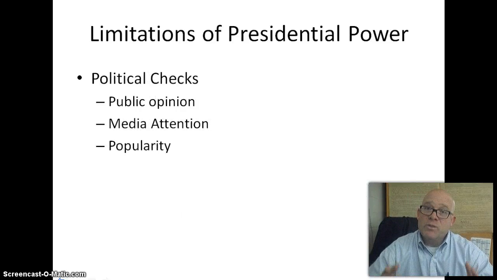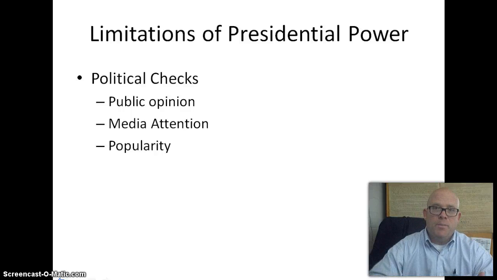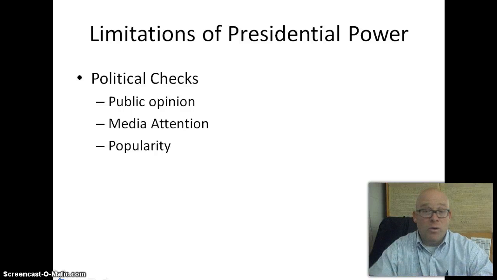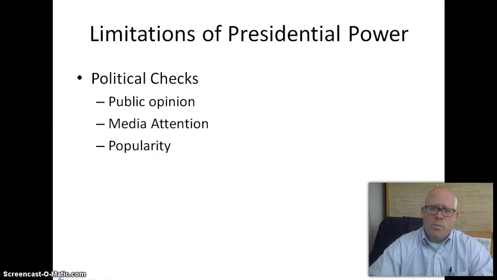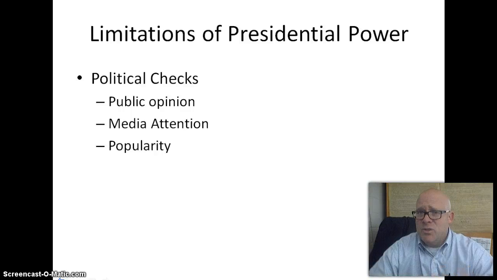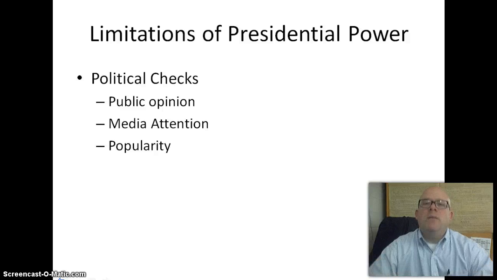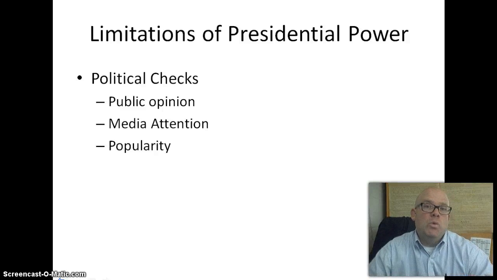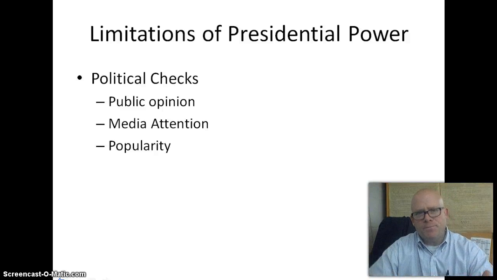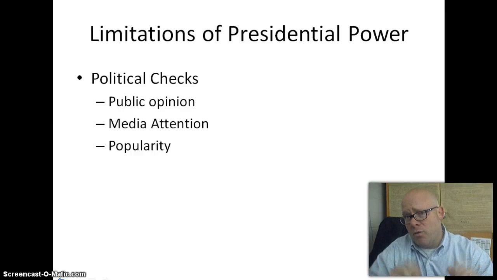All right, there are also some political checks, not just constitutional checks, but political checks. Public opinion checks presidential power. If he's not popular, he's going to have less power or influence. If he's more popular, he's going to have more power and influence. Media attention, whether positive or negative, is also going to have a huge impact. A lot of the time you're going to hear the phrase bully pulpit. The president can use his position as the singular leader of the United States to bully people into certain decisions. Again, that's the hard edge of that power of persuasion.